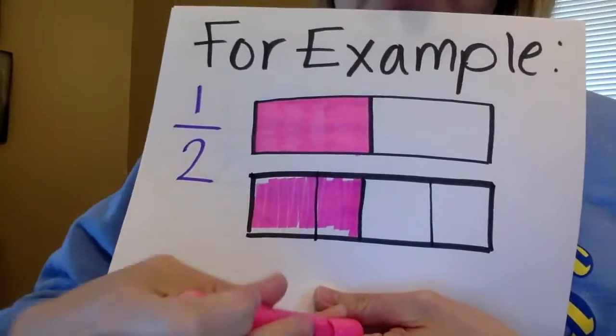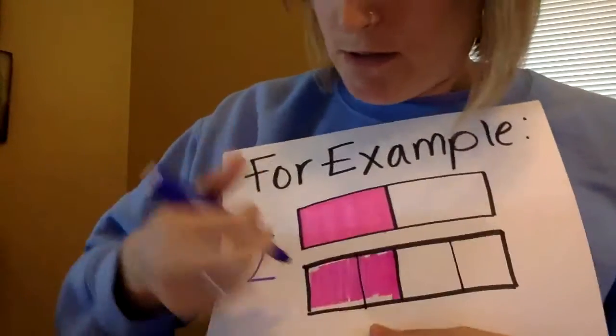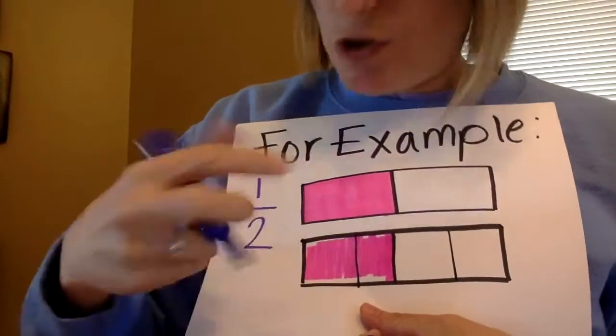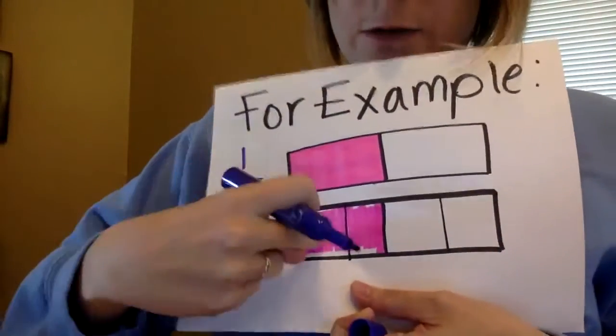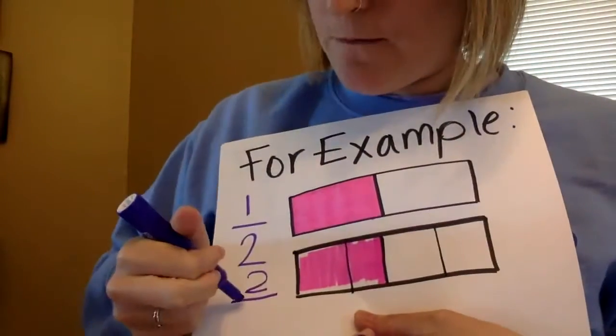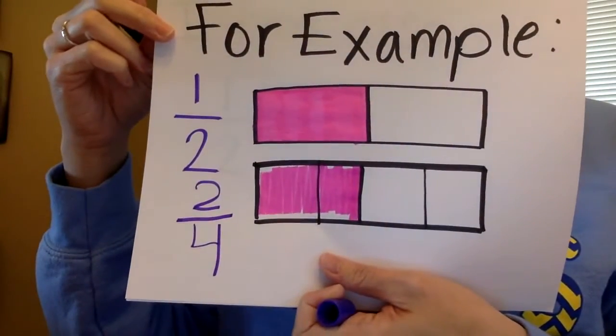This fraction would be 2/4. Because if I have my numerator 1, 2, I have 2 pieces shaded. And I have 1, 2, 3, 4. I have 4 total pieces. So I have the fraction 2/4.